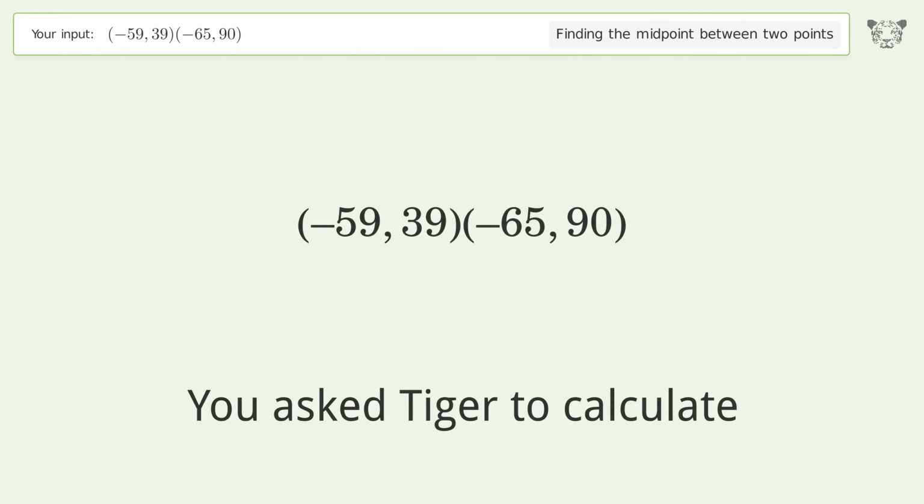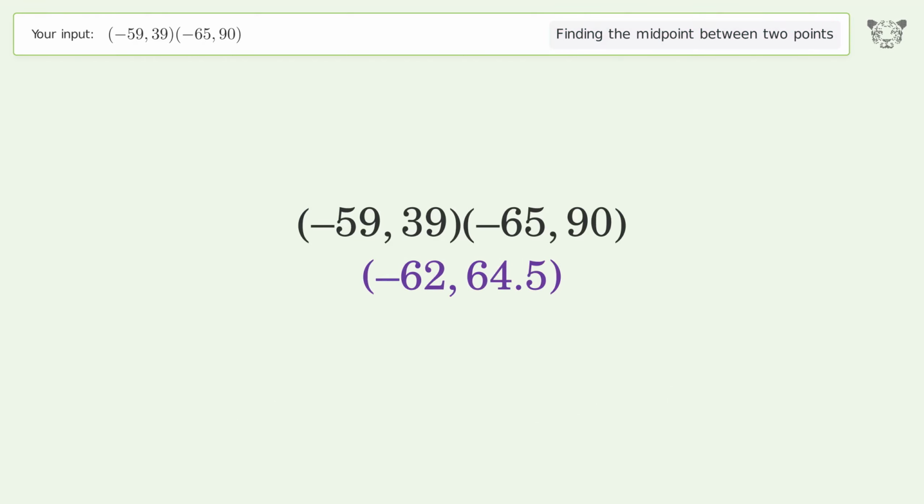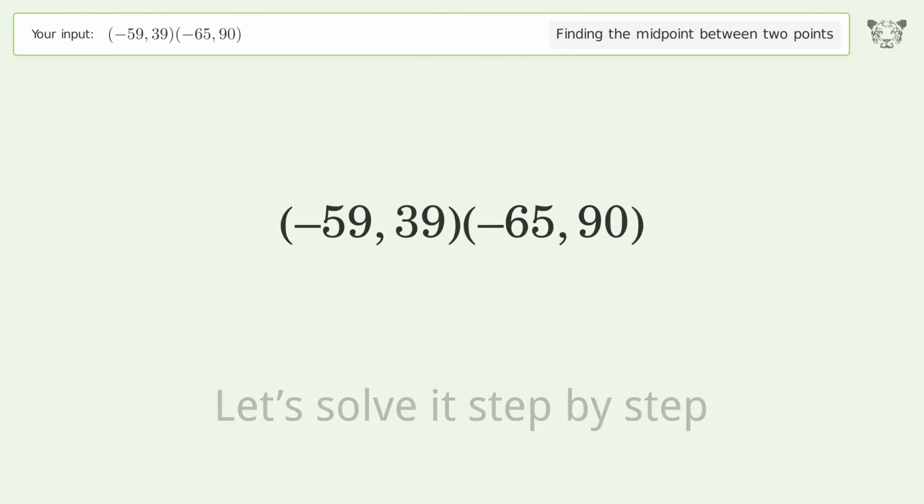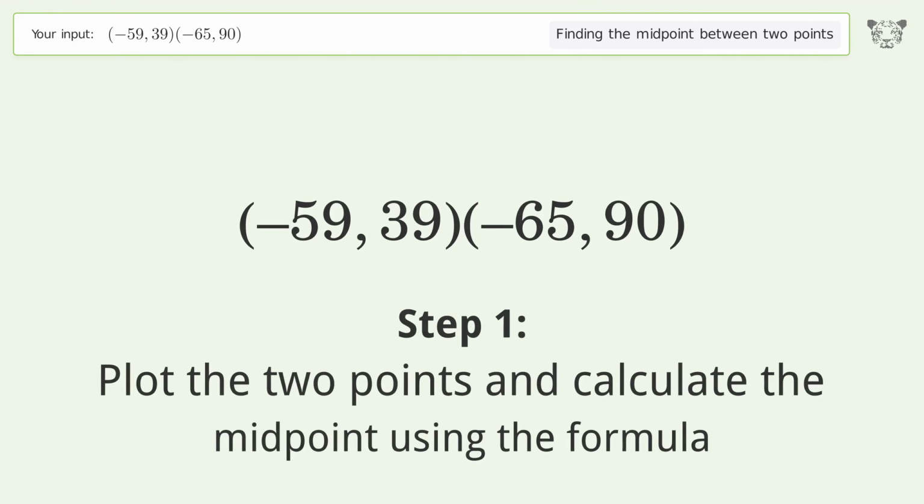You ask Tiger to calculate. This deals with finding the midpoint between 2 points. The midpoint between the 2 points is negative 62, 64.5. Let's solve it step by step. Plot the 2 points and calculate the midpoint using the formula.